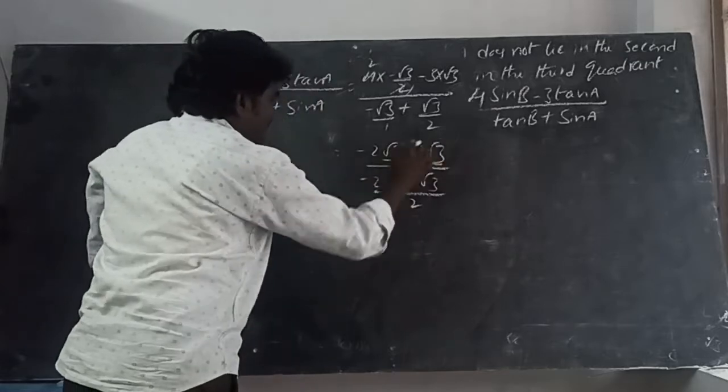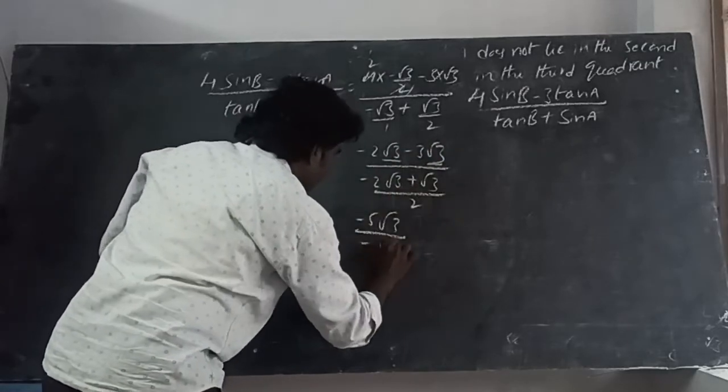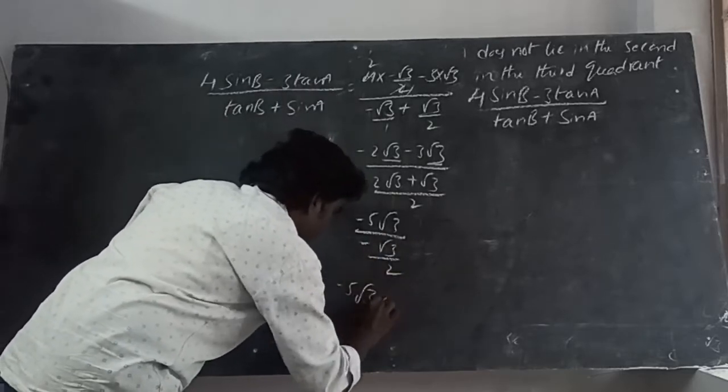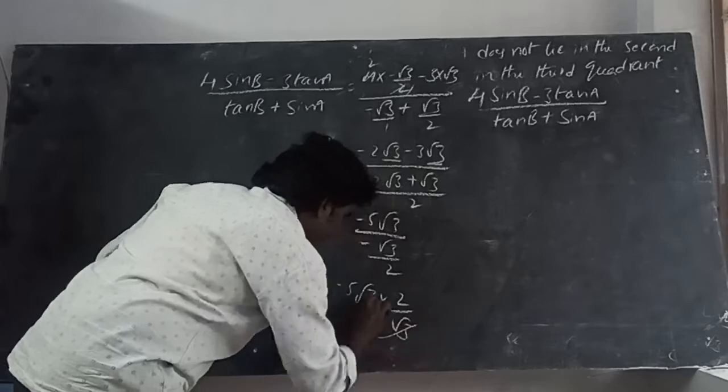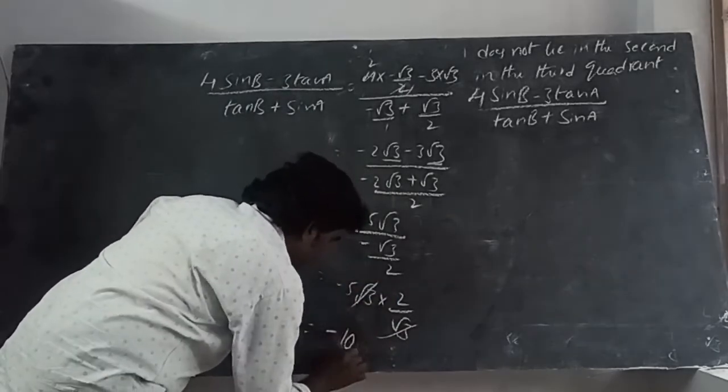Minus 2 root 3 minus 3 root 3, minus 5 root 3, minus 2 root 3 plus root 3 by 2. So the denominator fraction becomes reciprocal, that is 2 by root 3, cancel. That gives 5 by 2.